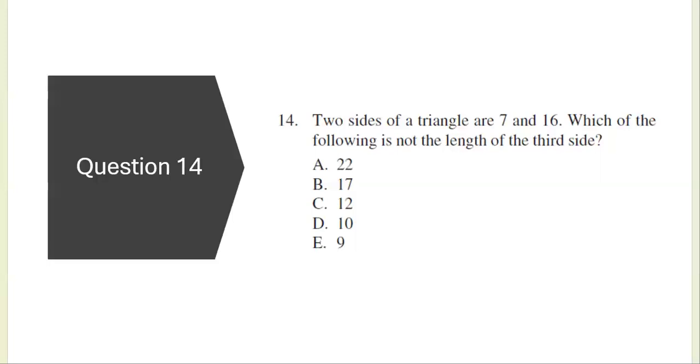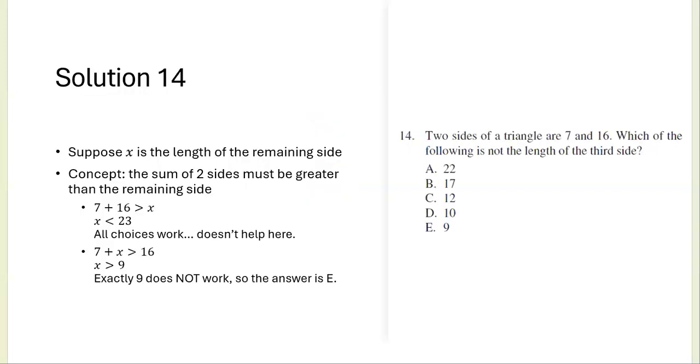Number 14, two sides of a triangle are 7 and 16. Which of the following is not the length of the third side? We went over this concept a few problems back, or many problems back. I don't remember what number, but do you remember this already? Or did you forget it already? The concept is when we sum two sides, it must exceed the third side in order for it to be a triangle. Okay? So we have to consider two different cases.